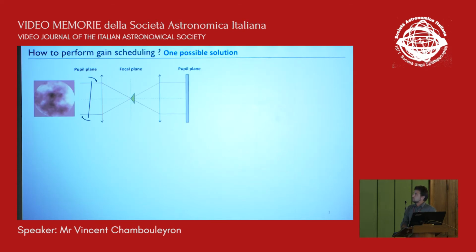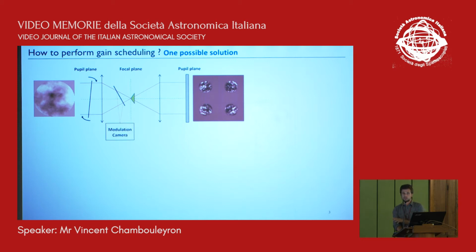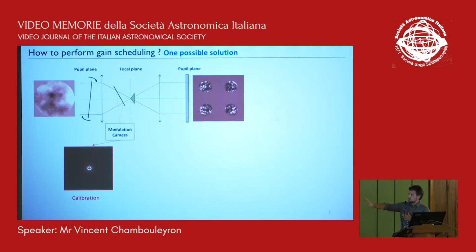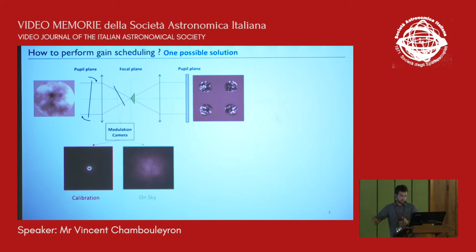So our solution: if we have the pyramid wavefront sensor, we want to take some light and put it in the modulation camera. A modulation camera is a camera which is just imaging the modulated PSF at the tip of the pyramid. When we are doing the calibration, if we don't have NCPA or anything, just at the diffraction limit, we have this PSF. And once we are going on sky, when the loop is open, we have this distorted PSF.